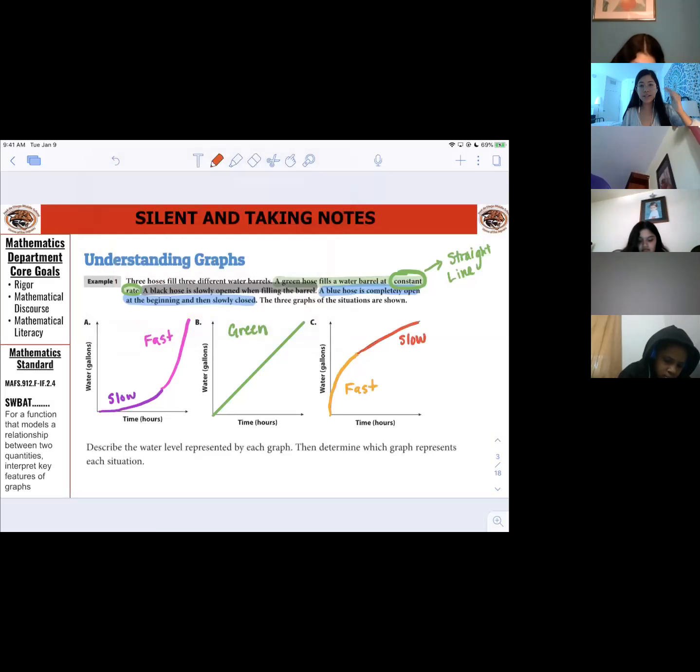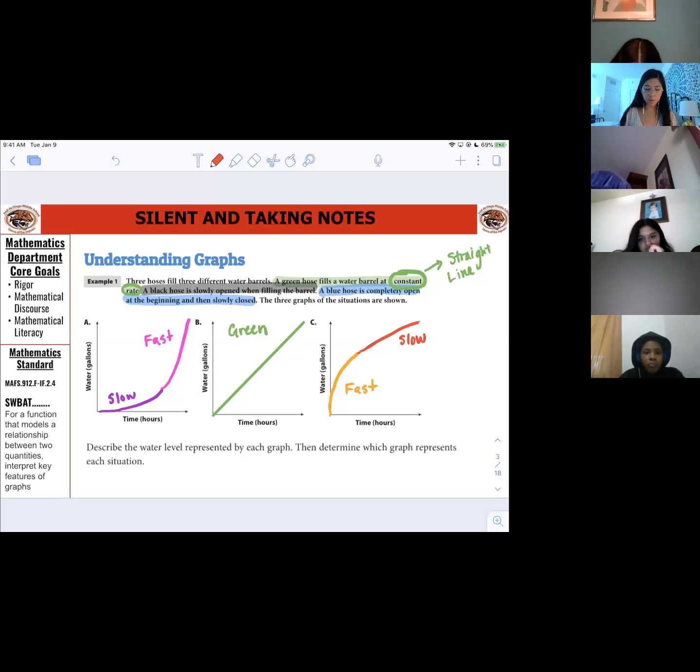Because whenever you have a steep hill or a steep change on a graph, that tells you that whatever you're measuring is going fast. It's changing really fast. In this case, I'm measuring how much water is in the barrel, right? So in answer choice A, the amount of water starts filling slowly, and then all of a sudden it's going to go really, really fast. Whereas in answer choice C, it starts out really fast. The water level goes up really, really fast, and then all of a sudden, it slows down.